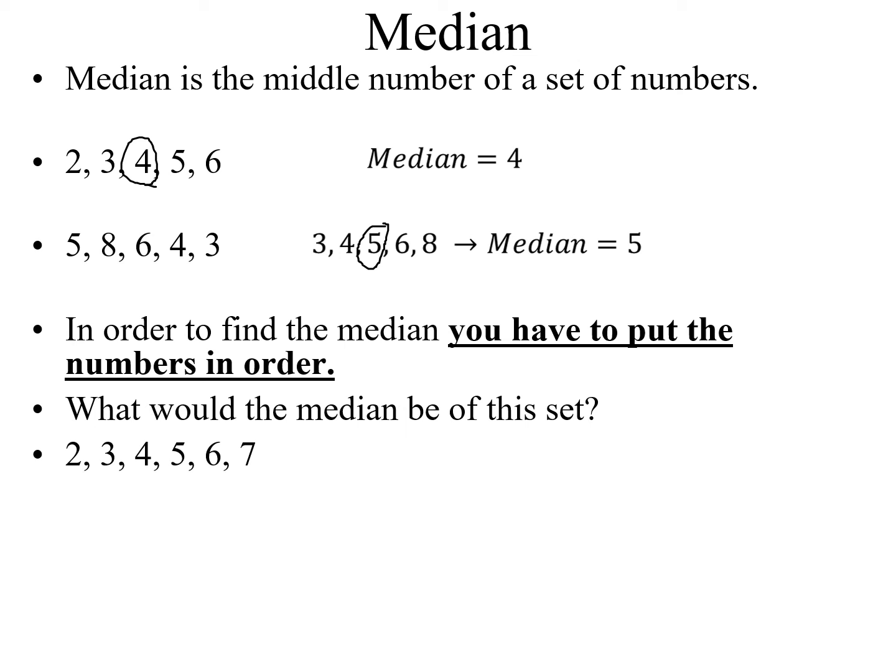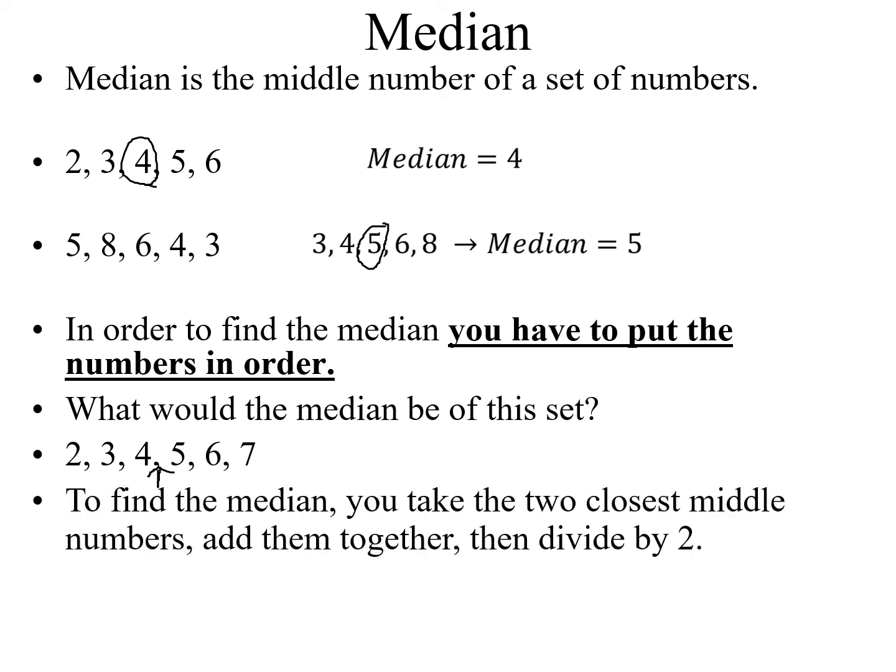Well, here's a problem. There's no middle number. There's nothing right here in the middle that tells me what that number is, because there'd be 3 on one side, 3 on another. To deal with this, you have to take the two closest middle numbers, add them together, and divide by 2. So the two closest here would be 4 and 5.